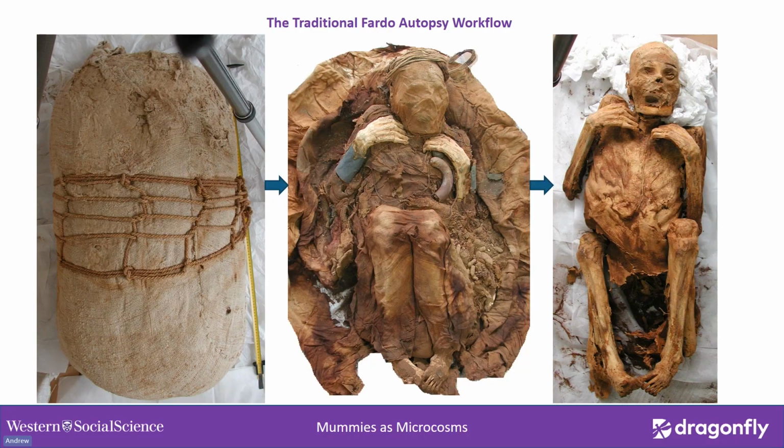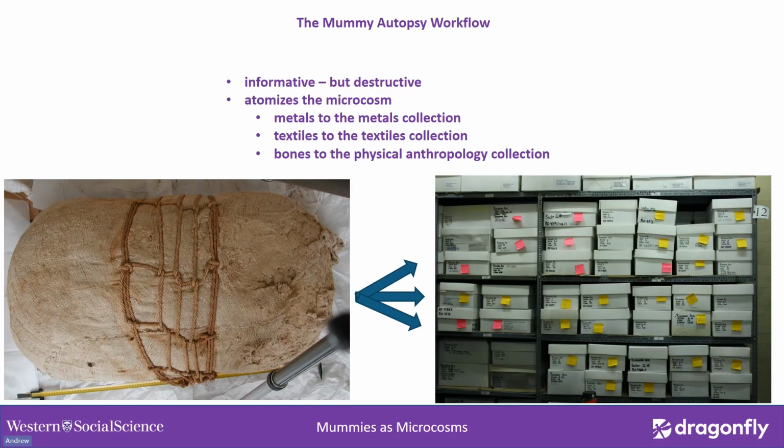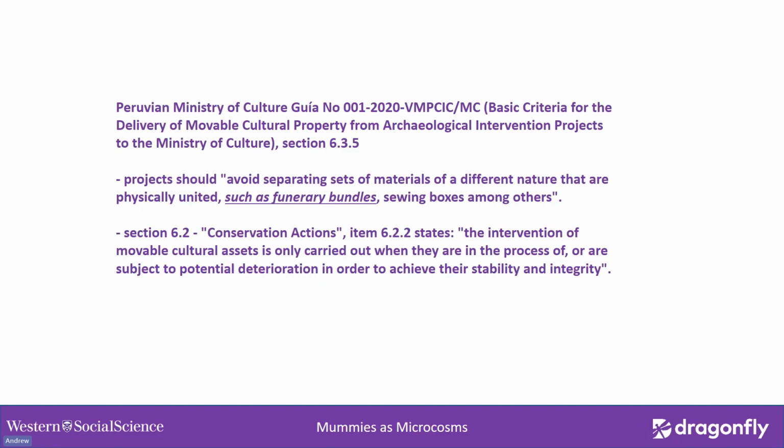And so this is incredibly informative, but it's also very destructive. And what it does is it atomizes the microcosm. So you take it apart, you can see everything, you can identify everything, but in museum collections, the metals end up in the metals collection, textiles end up in textiles, bones go to physical anthropology, and all the other artifacts. And so you blow up the microcosm, and it's extremely difficult to ever bring that back.